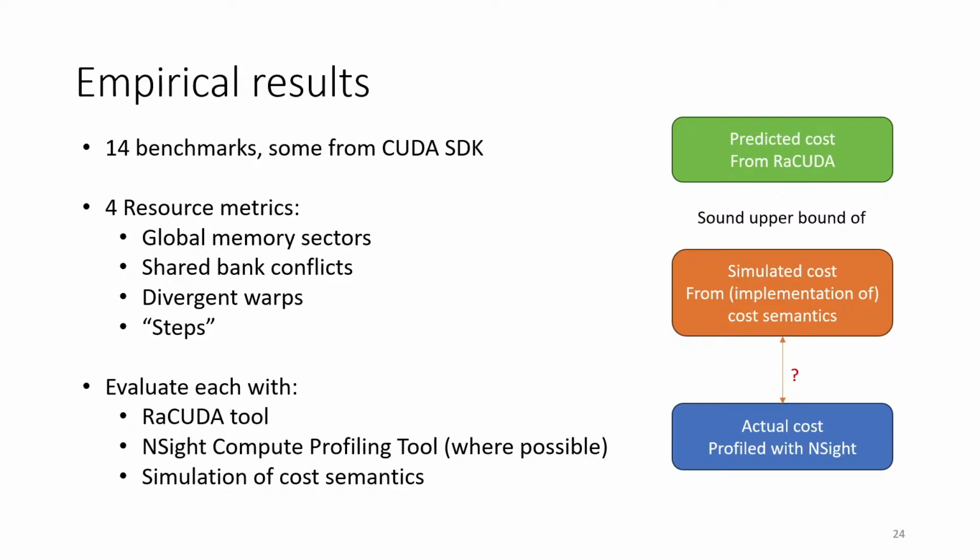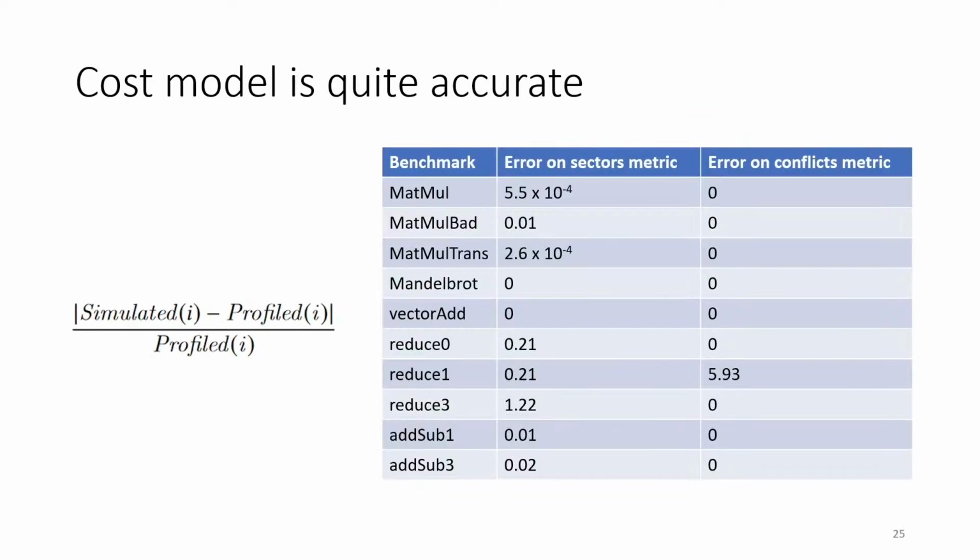So we first evaluate this. How close is the model to reality? And the answer is pretty close. This is the absolute error between the simulation and what we actually profiled, averaged over a few input sizes to each of these benchmarks. And with 1 or 2 exceptions, the error is within about 20–30%.